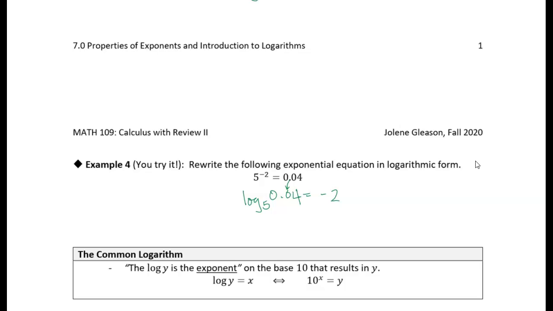The next thing we're going to talk about is the common logarithm and the natural logarithm. I'll meet you in the next video for that.